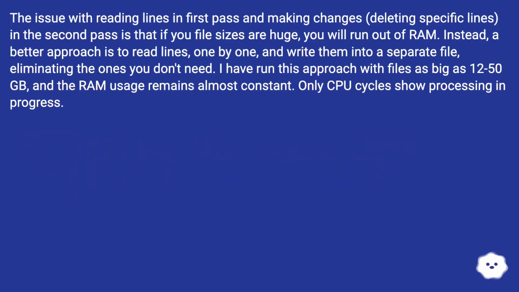The issue with reading lines in the first pass and making changes, deleting specific lines, in the second pass is that if your file sizes are huge, you will run out of RAM. Instead, a better approach is to read lines one by one and write them into a separate file, eliminating the ones you don't need. I have run this approach with files as big as 12 to 50 gigabytes, and the RAM usage remains almost constant. Only CPU cycles show processing in progress.